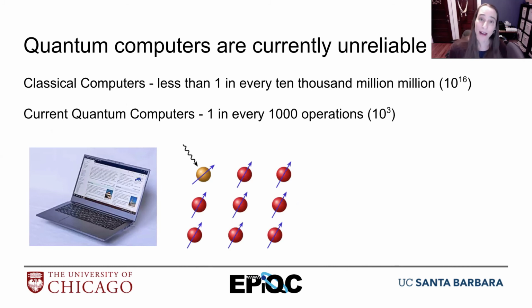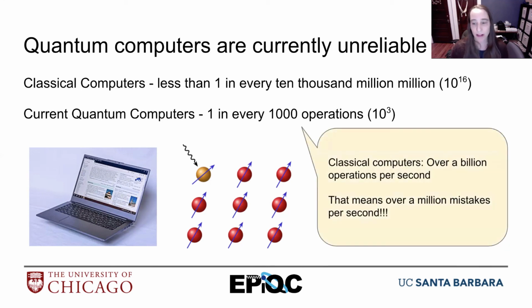There is a downside. Quantum computers are still new and they have a lot of errors. Classical computers have less than one error in every 10,000 million operations, whereas current quantum computers have one in every 1,000 operations. Now that's sort of a problem because classical computers operate on over 1 billion operations a second, which would mean that if that was a quantum computer running at that speed, that would be over 1 million mistakes per second. So quantum computers are not ready for prime time quite yet.